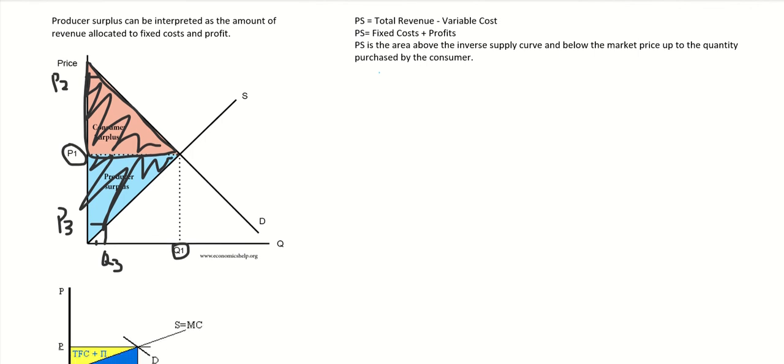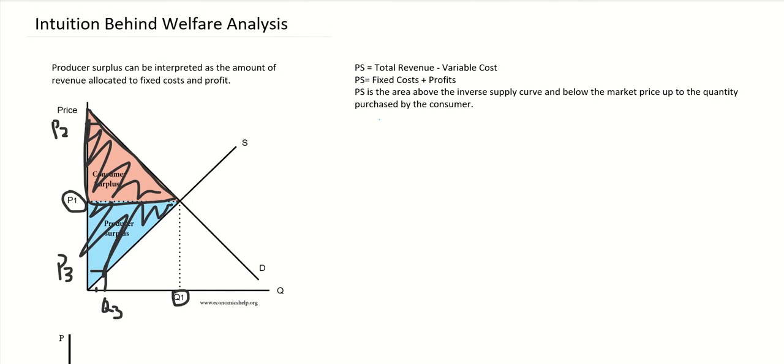So after this review, probably it becomes clear for you what the consumer surplus and producer surplus is. And if we add these two triangles, these are the total welfare of the society, which is the social welfare. It's the total welfare gained by both consumers and producers.